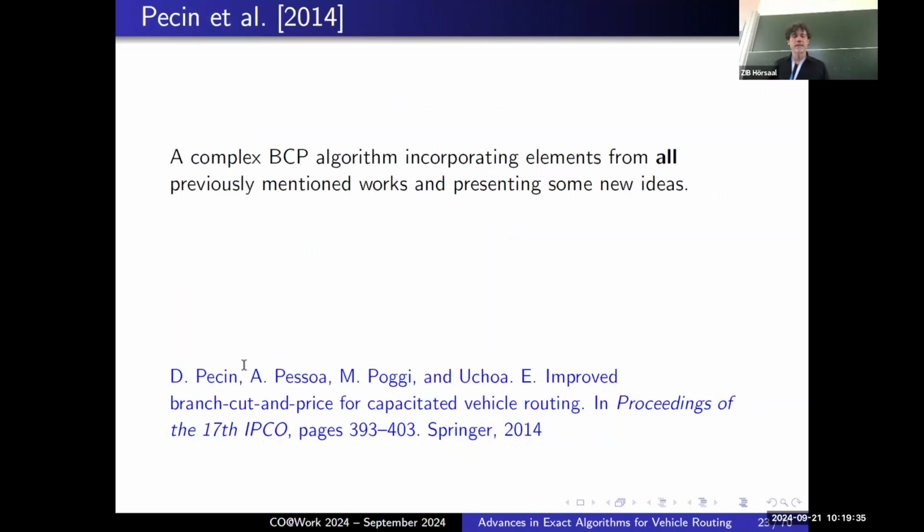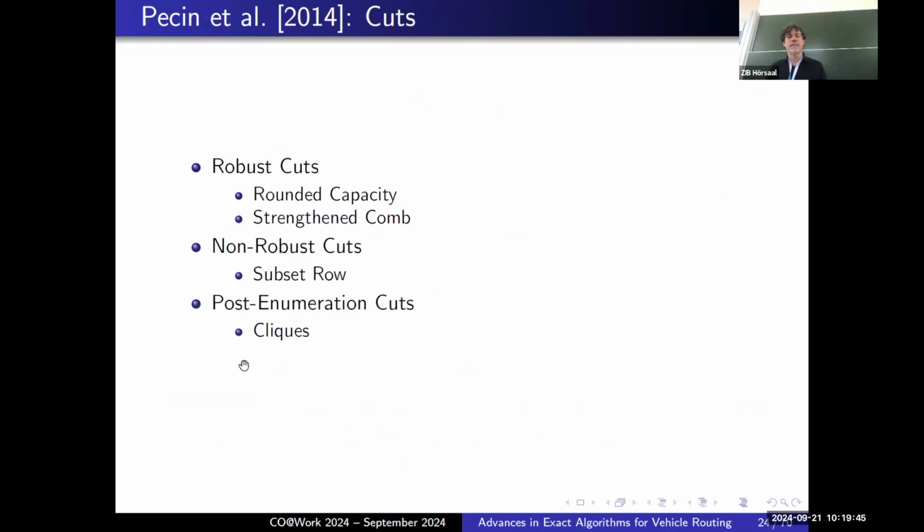And then there is this work here that proposed the branch, cut, and price algorithm that combined all those ideas with some new ideas. And so it uses robust cuts, rounded capacity, strengthened comb, non-robust. After enumeration, you can use clique cuts or ordinary clique cuts.